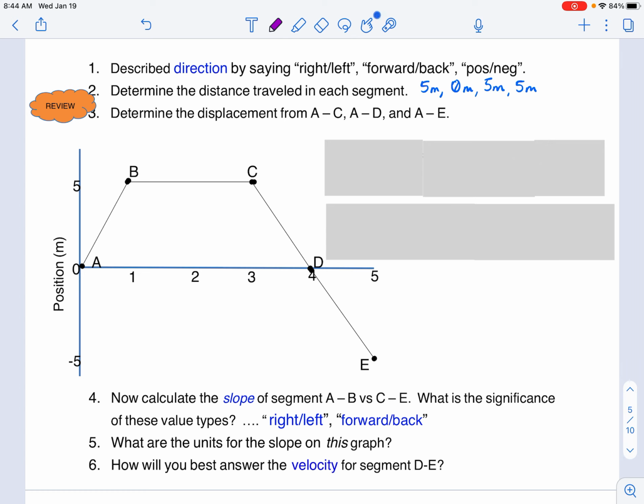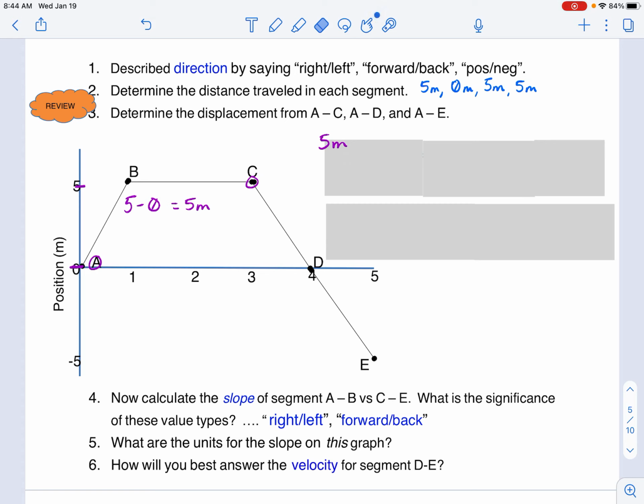My very first point is A, which gives me a value of 0. My very last point in this particular segment is C, which gives me a position of 5. So from final to initial position, we are at position 5 minus 0. That gives me 5 meters. This is a positive 5 meters for my displacement.